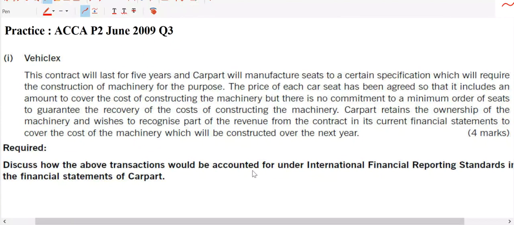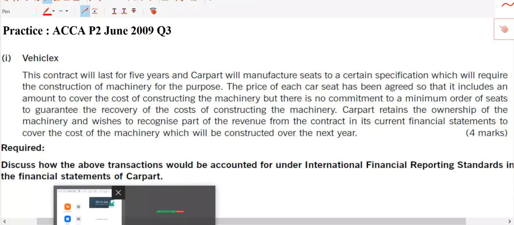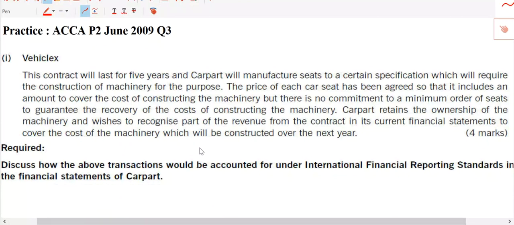Now page 10, the first question, worth 4 marks. Discuss how to account for the above transaction in the financial statements of Car Park. So we are Car Park, to understand our position. Because sometimes in the questions we have more than one company name. Let's say there's a contract, a sales, a purchaser, a buyer and seller, 2 parties. So you must always know who we are. This contract will last for 5 years and we ourselves will manufacture seats to certain specifications, which will require the construction of a machine for the purpose.